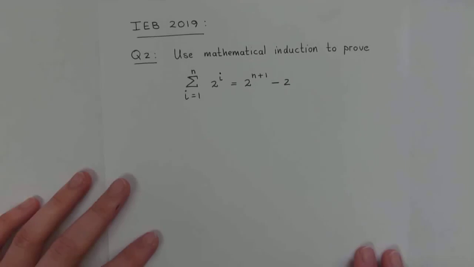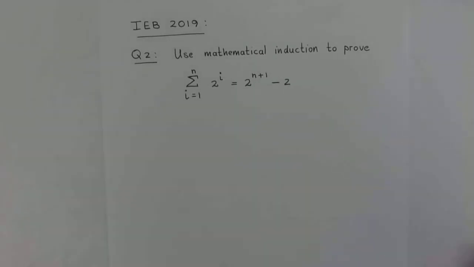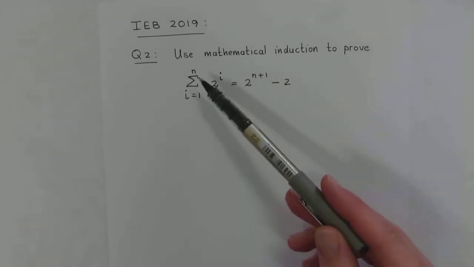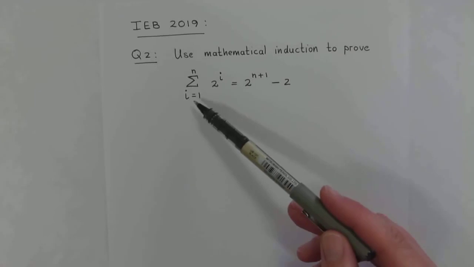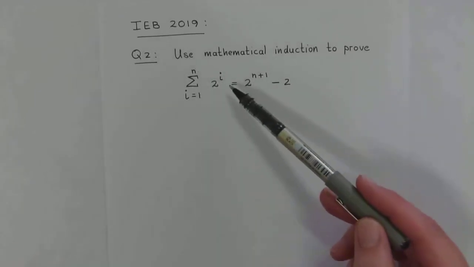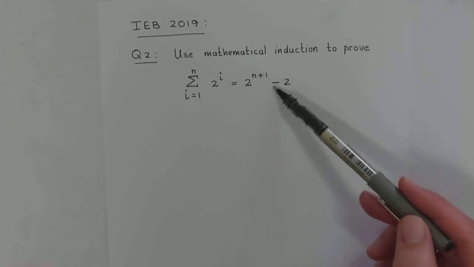So I know I'm going super, super slow. The next one, I'm going to speed it up. And hopefully when I speed it up, you guys will get a better idea of what it is that we are doing. Okay, so this was the 2019 IB paper, and they asked in question 2, use mathematical induction to prove that the sum, sigma, of i equal to 1 to n of 2 to the power of i is equal to 2 to the power of n plus 1 minus 2.